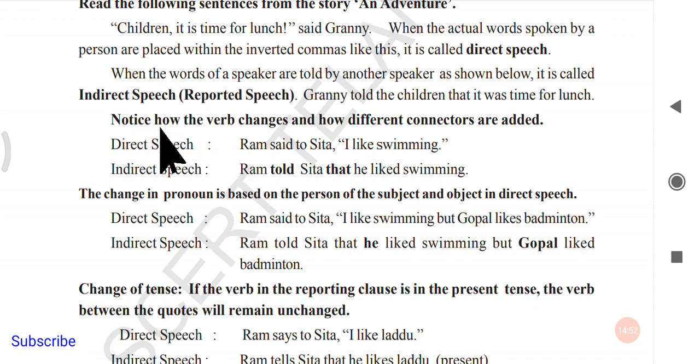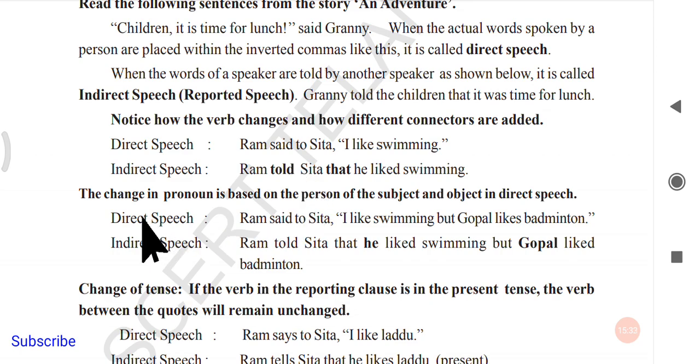Now we have different types of changes in sentences. Notice how the verb changes and how different connectors are added. Connectors here means words like told and that. So here we see direct speech: Ram said to Sita, "I like swimming." Indirect speech is Ram told Sita that he liked swimming. When you find two characters in a single sentence before the inverted commas, you use told, the second person, and that.